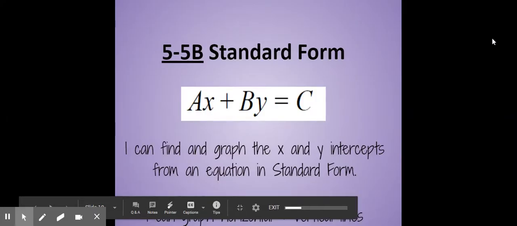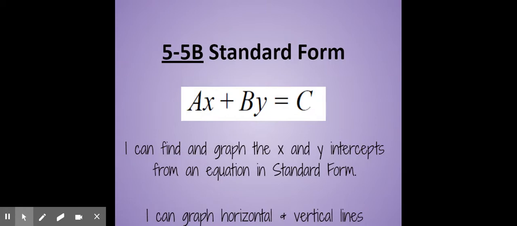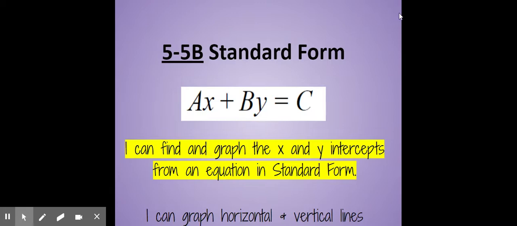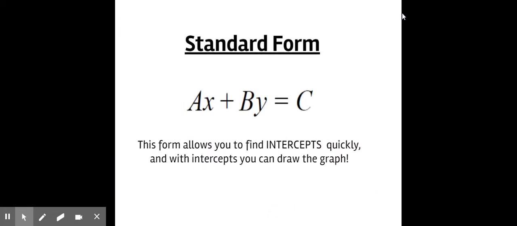Hi, and welcome to Lesson 5.5b, where we will be looking at standard form. There's two goals for this lesson. The very first goal is I can find and graph the x and y intercepts from an equation that is written in standard form. When you have an equation in standard form, it allows you to find intercepts quickly, and with those intercepts, you can draw the graph very easily.